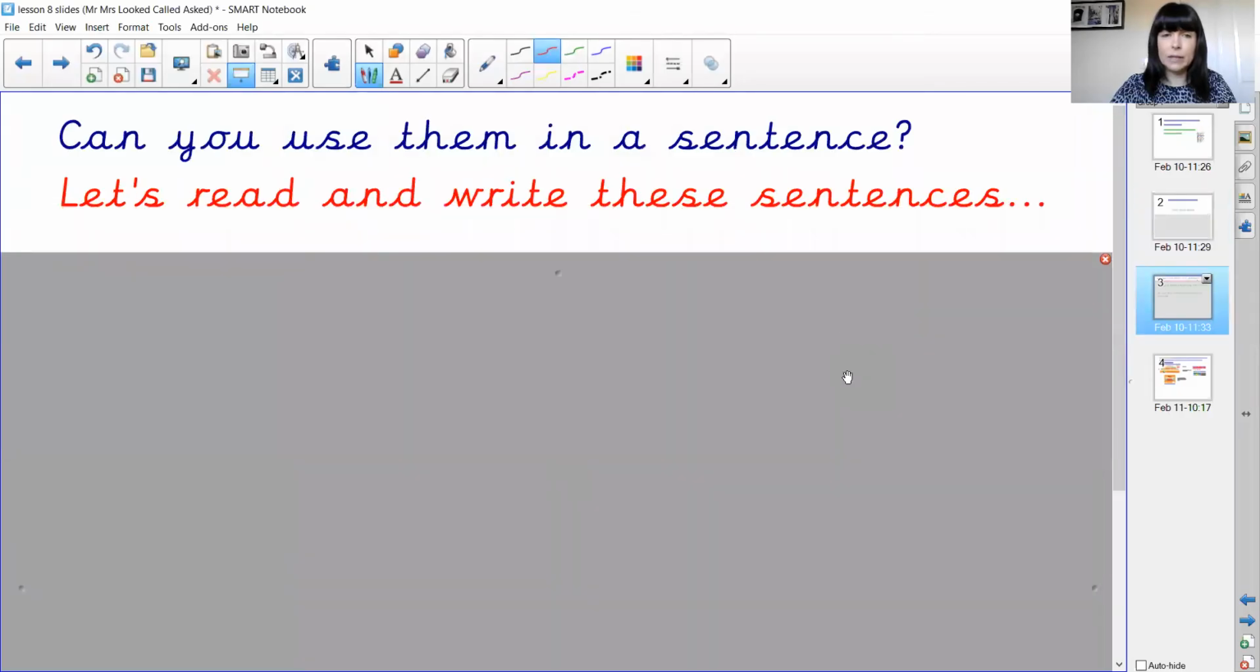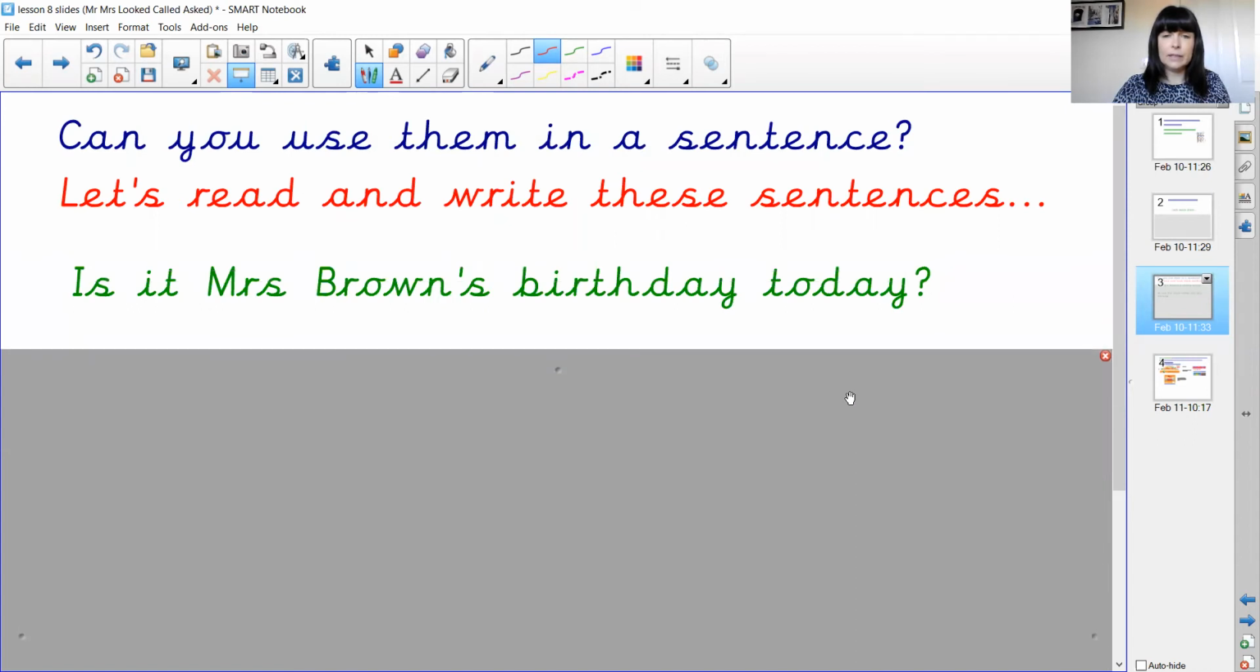So here we go. I'm going to have a go at reading them, and then we're going to pick one to have a go at writing out. All right, let's look at this first one together. So using the sound buttons as always and looking out for those tricky words, we're going to have a go at reading this. So, is, it. Here's our tricky word. Hopefully you've got it. It's not the male version, it's the female version. Mrs. Is it, and we can see the capital letter there, capital letter for the name.